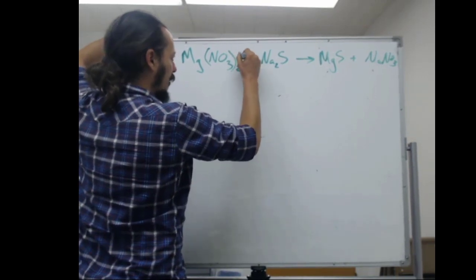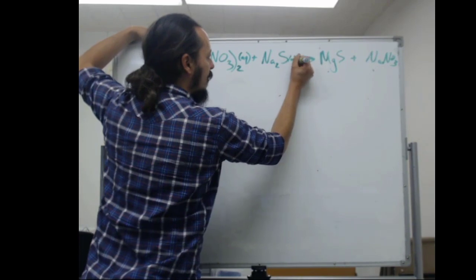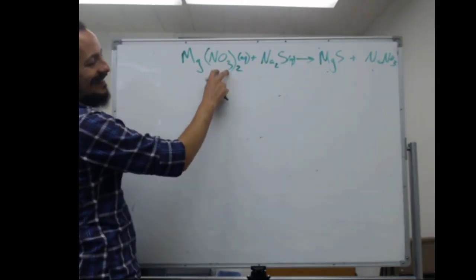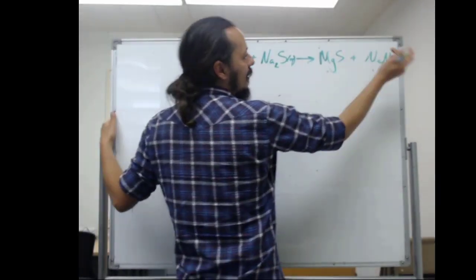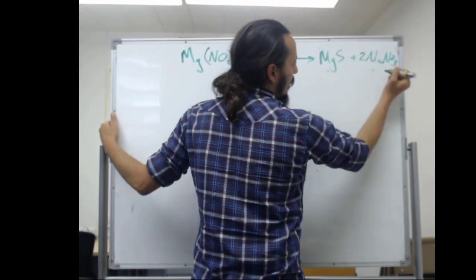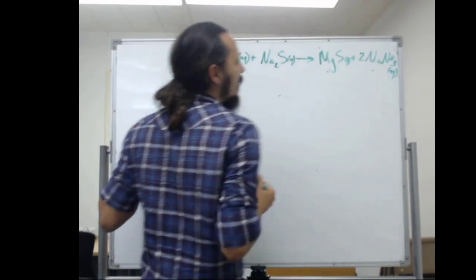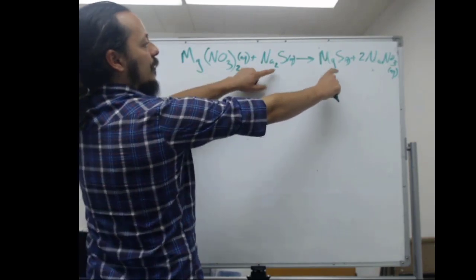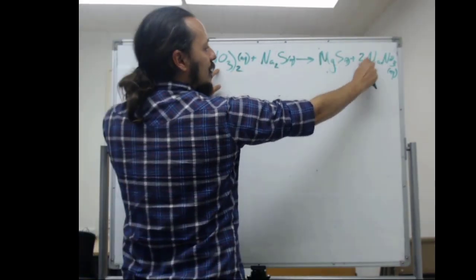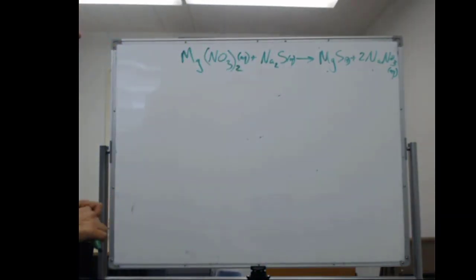I also should always include states of matter. And I know that these are both aqueous because nitrates are always aqueous. Sodium compounds are always aqueous. This sodium nitrate, we're going to have a 2 there. That's also going to be aqueous, and this is going to be solid. And with that 2 there, we've got a magnesium and a magnesium, sulfur, sulfur, 2 nitrates, 2 nitrates, 2 sodiums, 2 sodiums. So we're balanced.